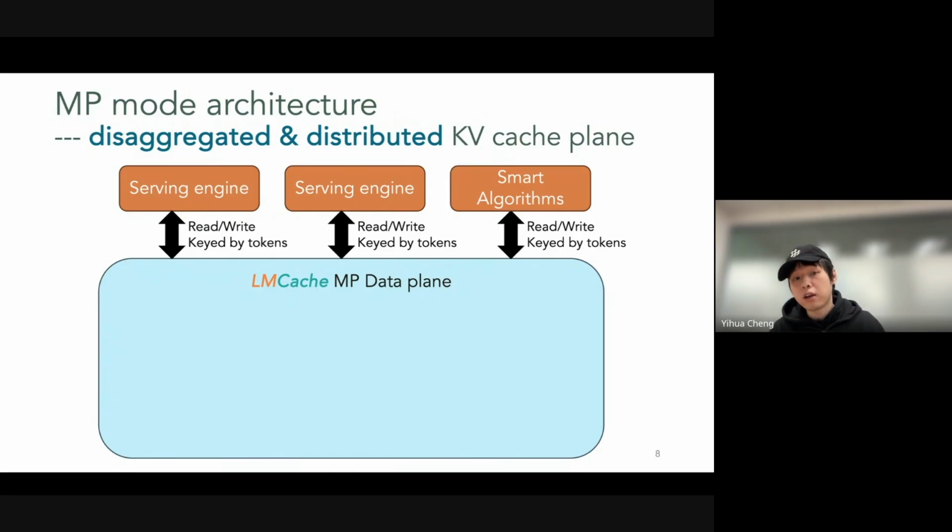And it's actually not only serving engines. Serving engines are pretty clear: they want to store, offload, or load KV cache back and forth. But there are also a lot of smart algorithms, like what I mentioned, TurboQuant. They also read and write, or probably update, the KV cache keyed by the tokens. So from the serving engine's perspective, LMCache is just a box that contains tons of KV caches.